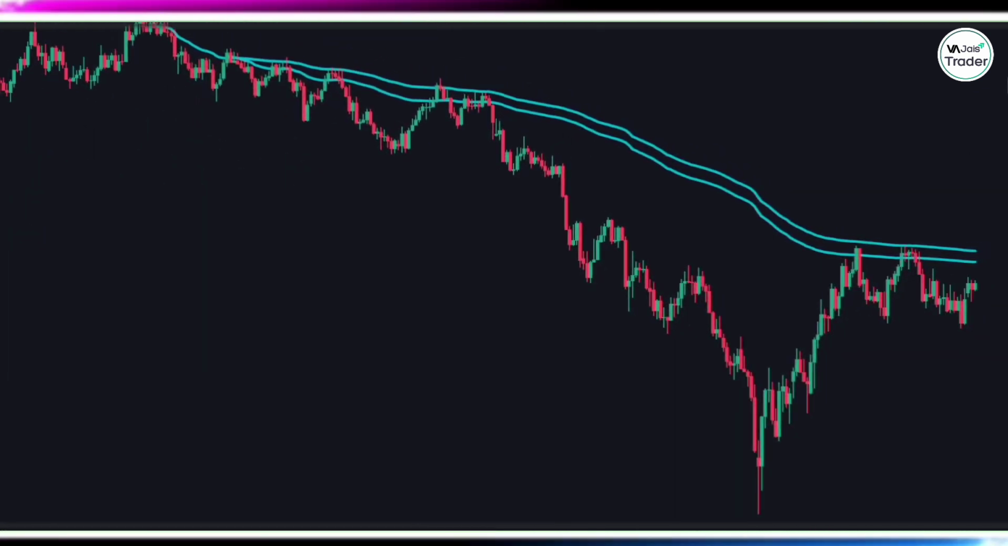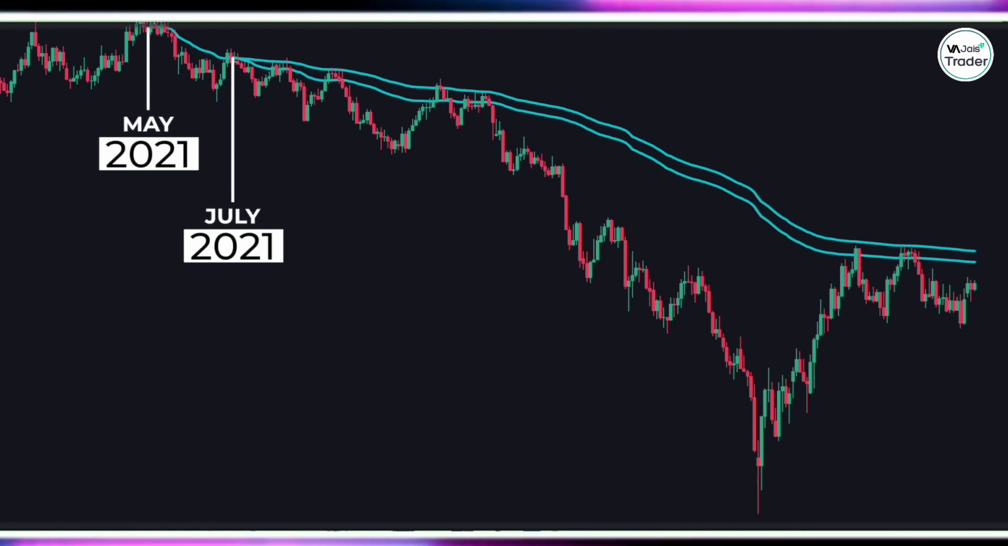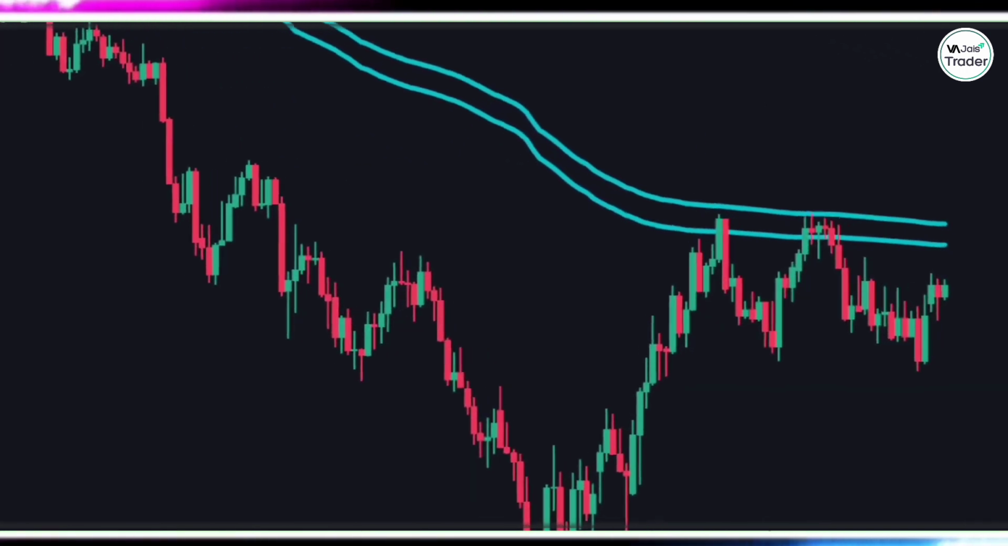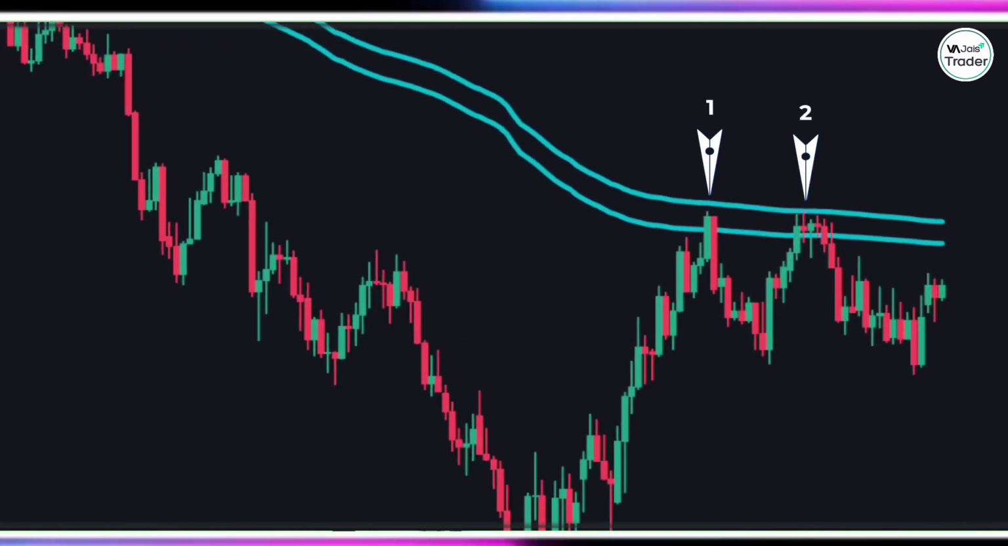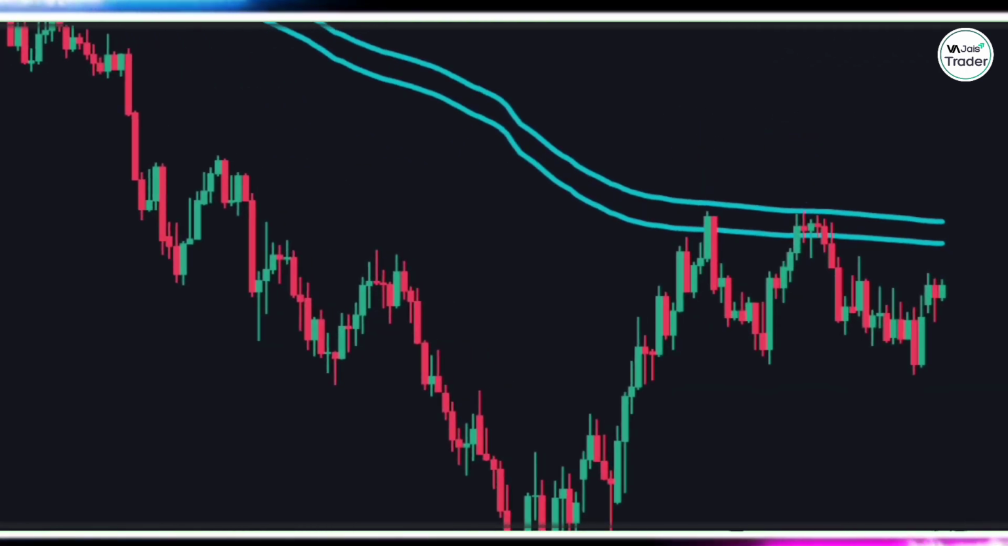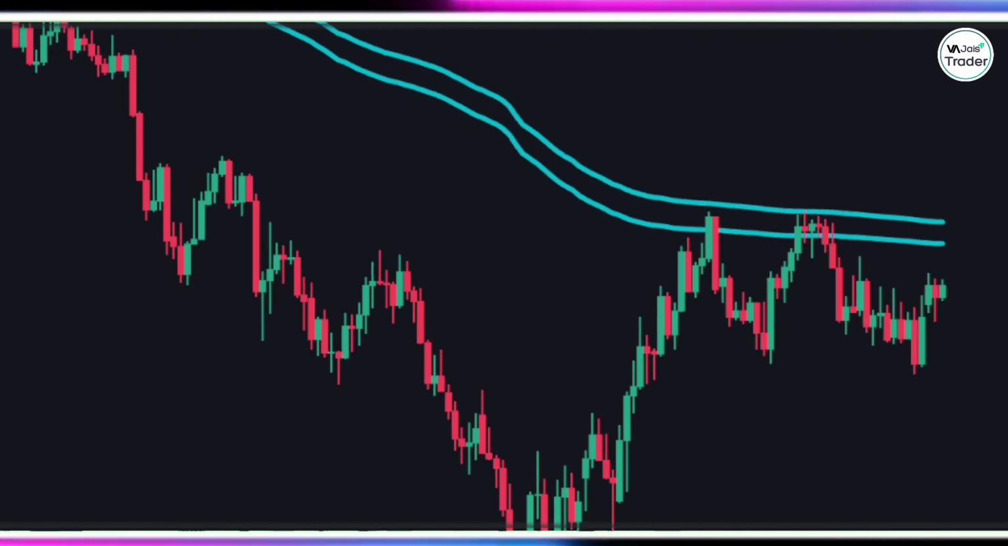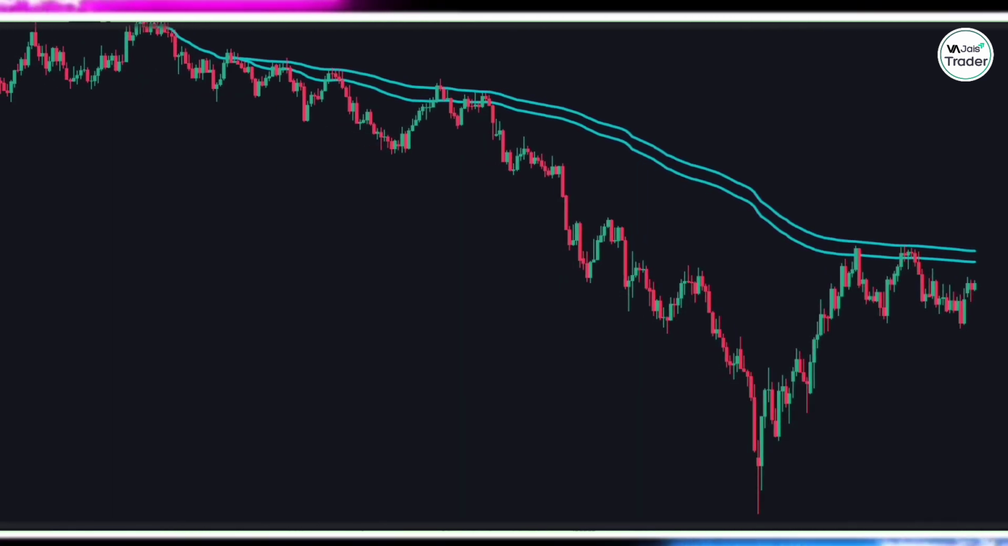In fact, if we zoom out a little bit, you can see an unbelievable sight. These bands were created in May and July of 2021, and yet we saw 2 trade opportunities in December 2022 and January 2023. These bands have not been broken for almost 2 years now. You can check it for yourself.